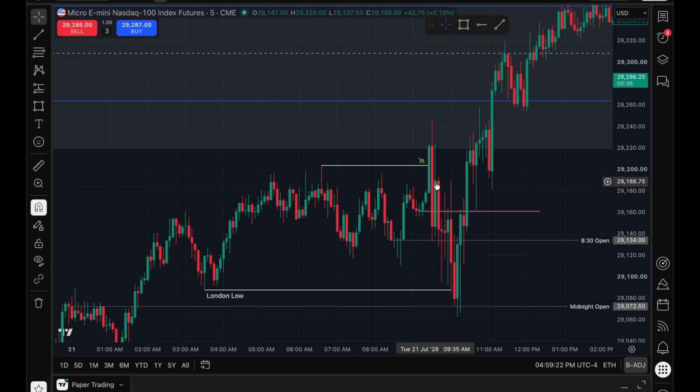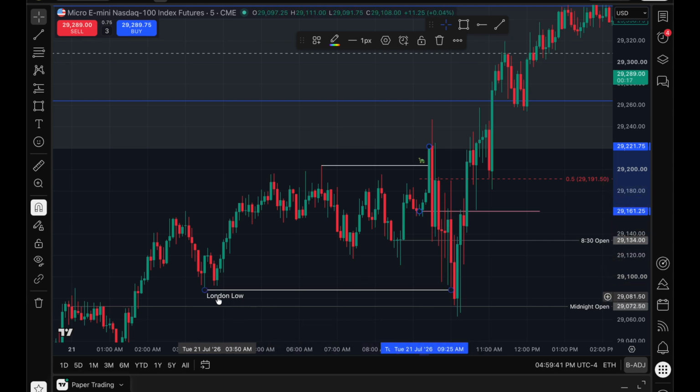Price trades up into it. I want to see how it reacts. I'm looking for things like price to stay below the mean threshold, which is the midpoint of this change in state of delivery. See bodies respected here. Then we get another nice close below, validating this order block that was used to deliver London's low. And we also tapped into midnight open. But as you can see, it's a lot of back and forth in here.